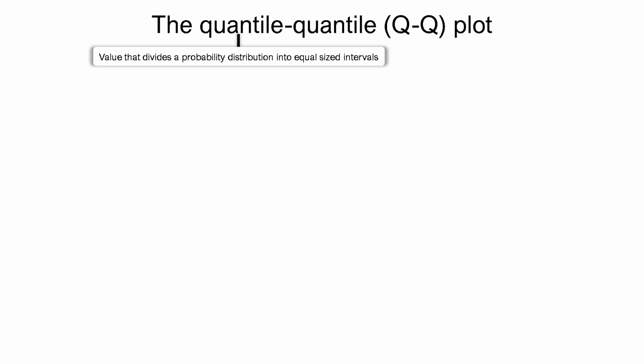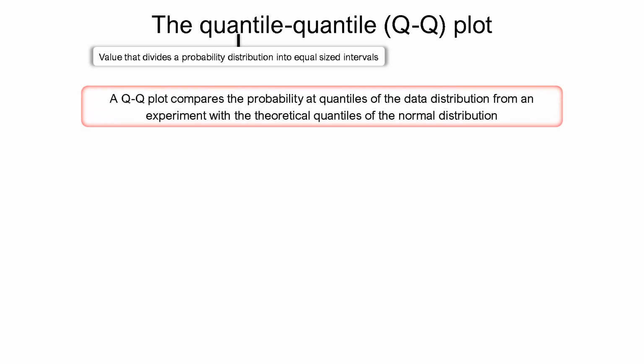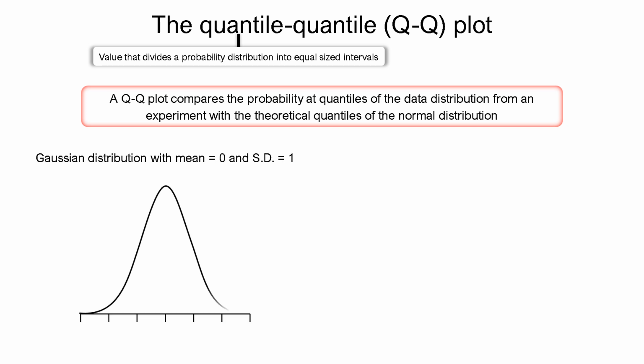Another way to test if a distribution is Gaussian is to construct a quantile-quantile or QQ plot. A quantile is a value that divides a probability distribution into equally sized intervals. And a QQ plot compares the quantiles from experimental data with theoretical quantiles from the normal distribution. So, what does that involve? The theoretical distribution is centred around a mean equal to 0 with standard deviation equal to 1 and plotted as the probability of a value being recorded experimentally.